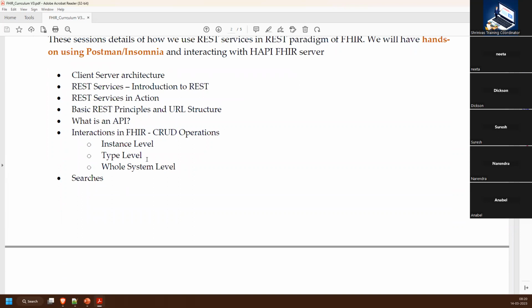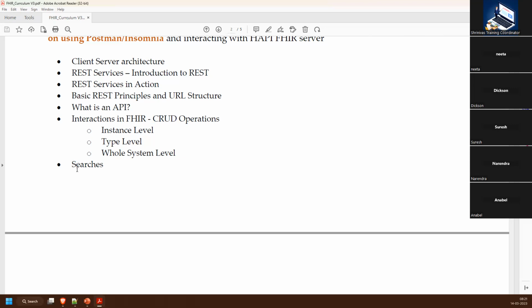We'll talk about three main levels of interactions: instance, type, and whole system level interactions. And we'll also perform CRUD operations for all of these REST API transactions that we can perform. Okay, we'll be creating a record, we'll read it, we'll see how to read a history. We'll also talk about how to update it, how to delete it, and we'll also talk about how to go ahead and use certain things called conditional create and conditional update, which are specific to FHIR. But we'll take a look at that.